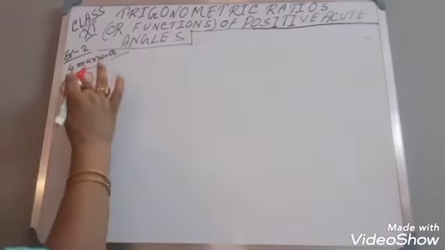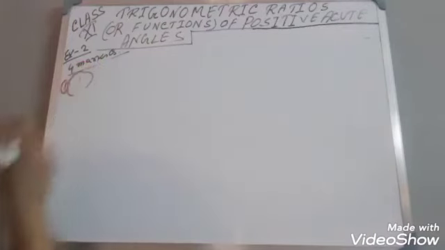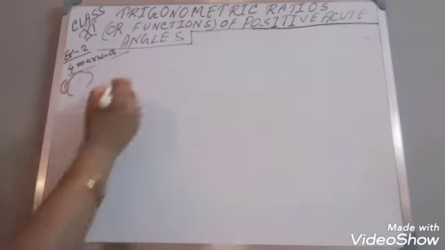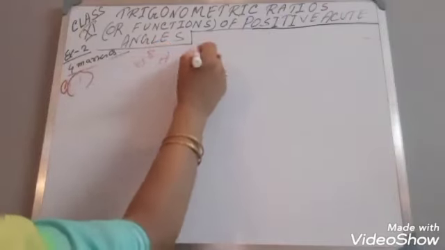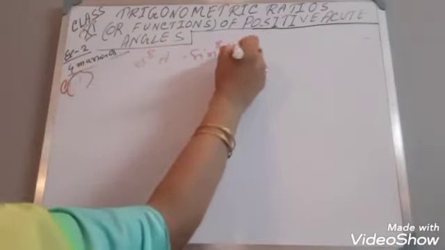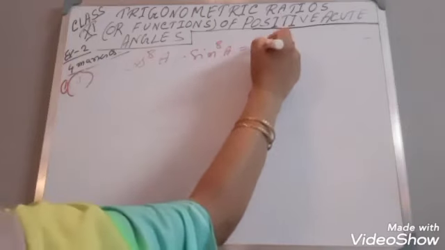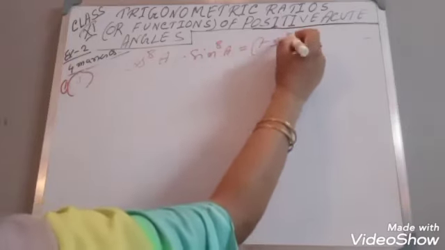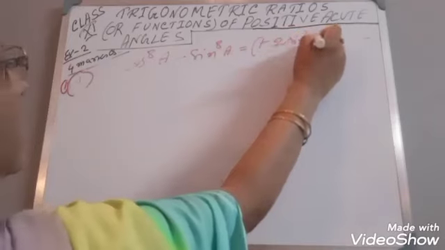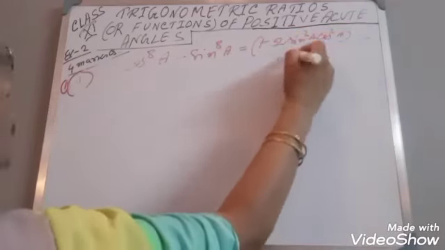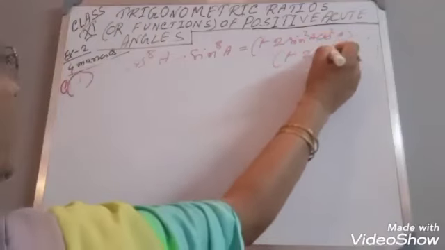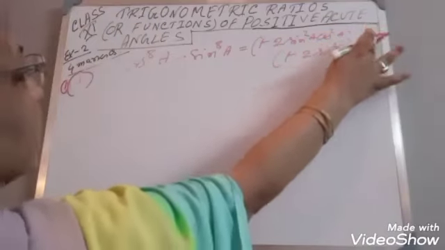Next sum number 5. Okay, now question is cos to the power 8a minus sin to the power 8a is equals to 1 minus 2 sin square a cos square a into 1 minus 2 sin square a.